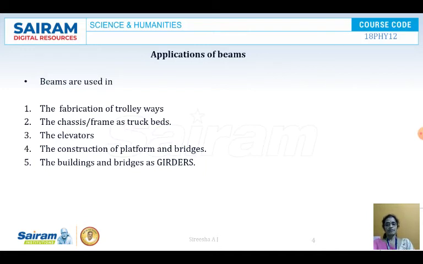The next is building bridges, with beams used as girders in buildings and bridges. So beams are used in multiple ways: fabrication of trolleys, chassis framework as truck beds, the elevators, the construction of platforms and bridges, and buildings and bridges as girders. So these are the applications of beams.